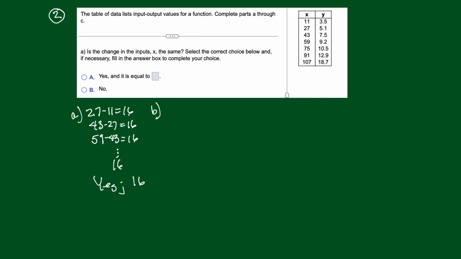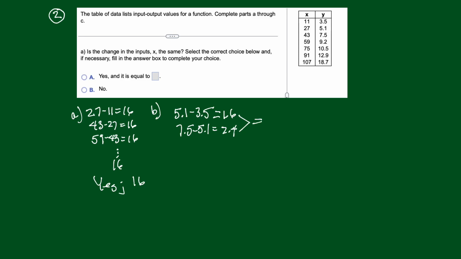Part B says, what about the output values? Are the output values increasing the same way? So as you go from 3.5 to 5.1, 5.1 to 7.5, 7.5 to 9.2, are those increases the same each time? So just check it out. 5.1 minus 3.5 gives me 1.6. So from 3.5 to 5.1, we increased by 1.6 units. Now, what about from 5.1 to 7.5? You can see it's an increase, but by how much? 7.5 minus 5.1 turns out to be 2.4.